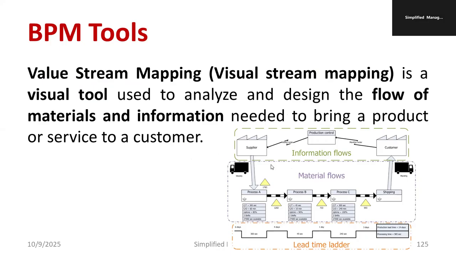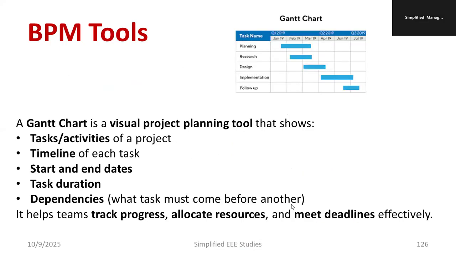BPM tools. Okay, so value stream mapping. For example, value stream mapping is a visual tool used to analyze the flow of material and information needed to bring the product or service to the customer. That is another example. Examples of BPM tools, I already told you: the Gantt chart.